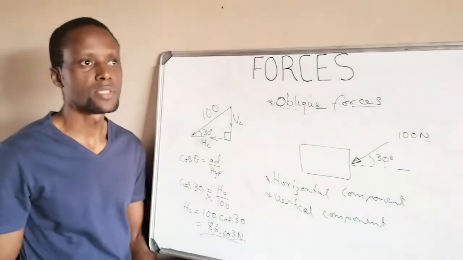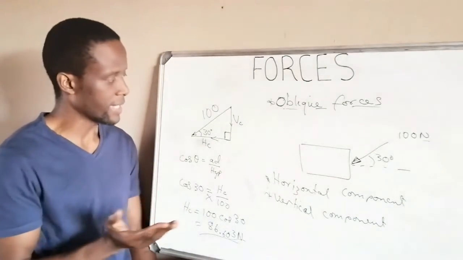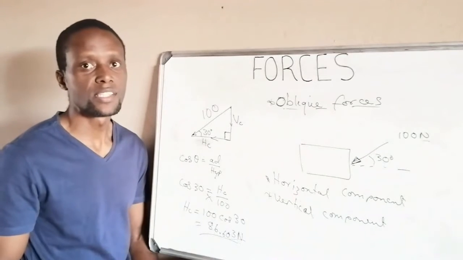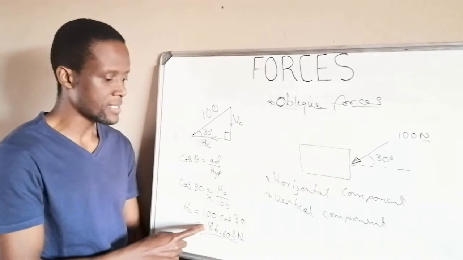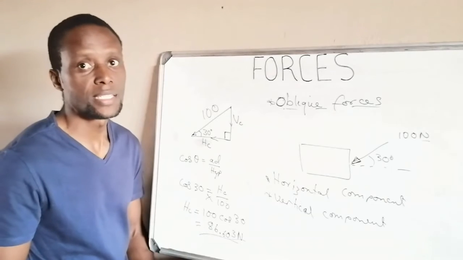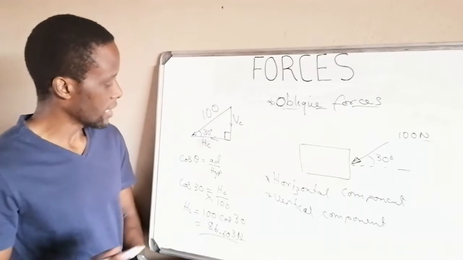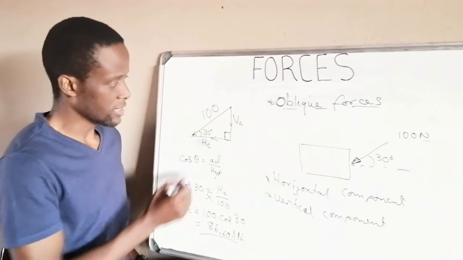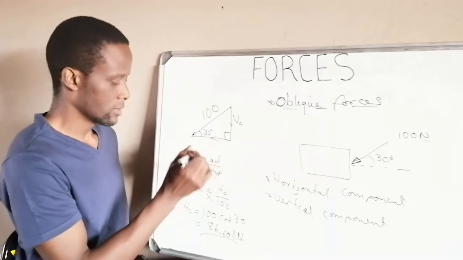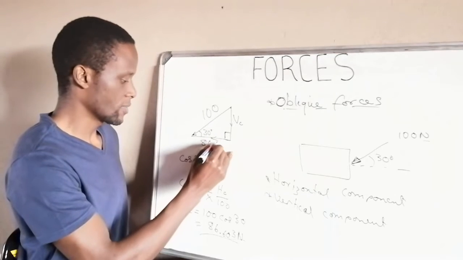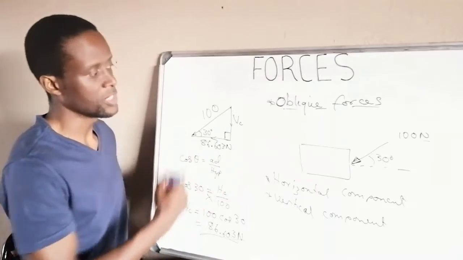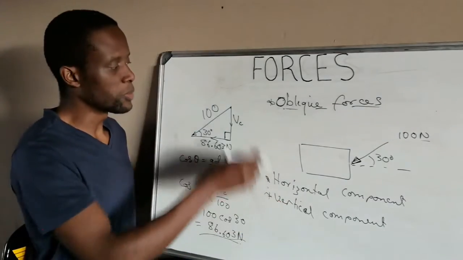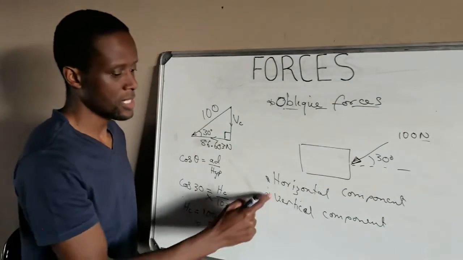Now, every time we are using the trig ratios, cos, sine, or tan, make sure your calculator is in degrees, or else you'll be getting different answers. So just make sure that your calculator is in degrees. Okay, so we have resolved the horizontal component. The 86.603 newtons is pushing in that direction, and how much is pushing downwards as a result of that force?